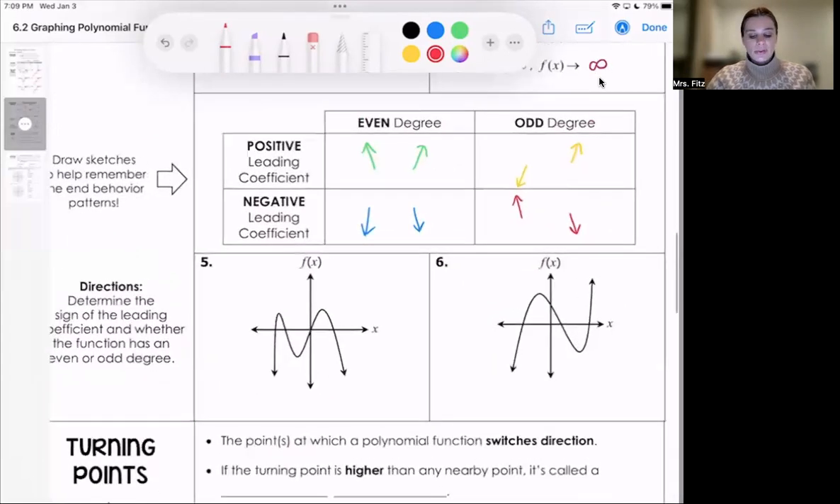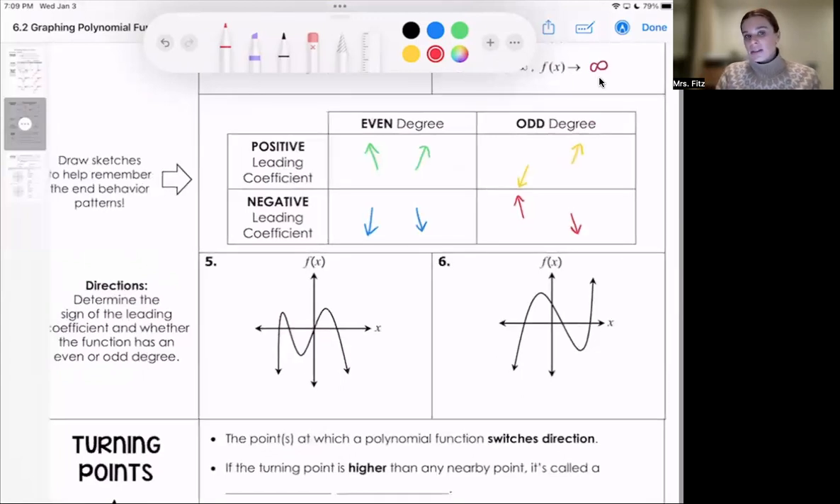These are examples. So looking at these graphs, do they have an even or an odd degree? And is the leading coefficient positive or negative? Well, in number 5, both ends are pointing down. So this is going to be an even degree, but it's going to have a negative leading coefficient.